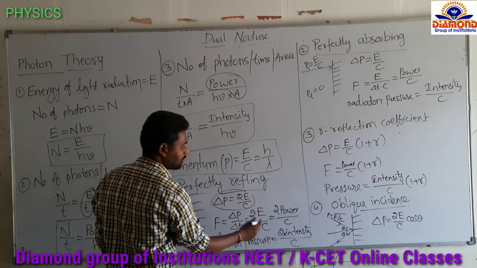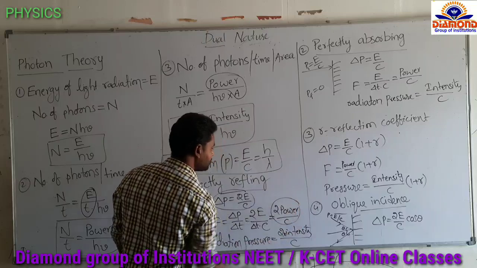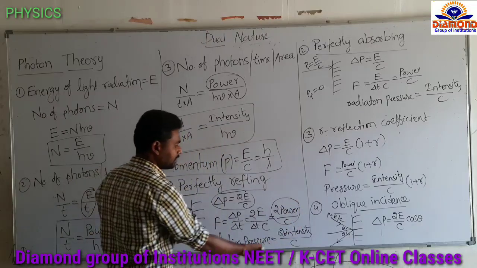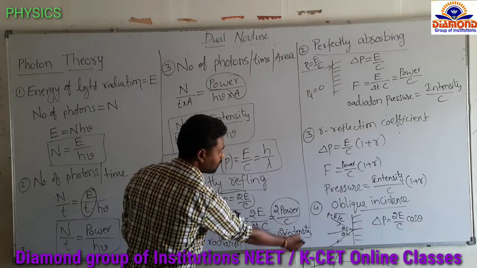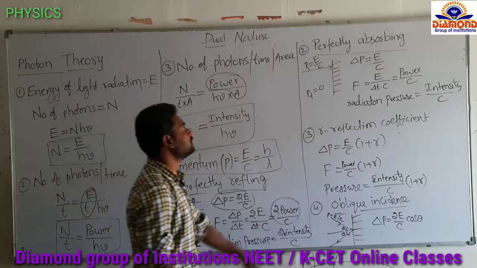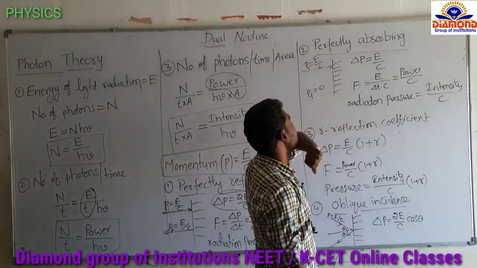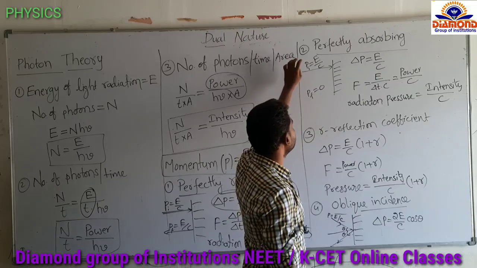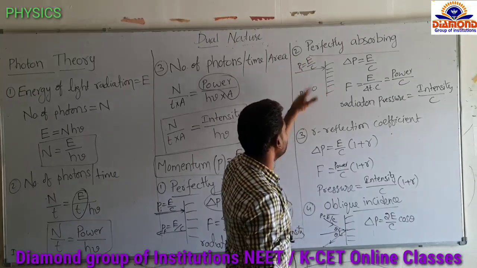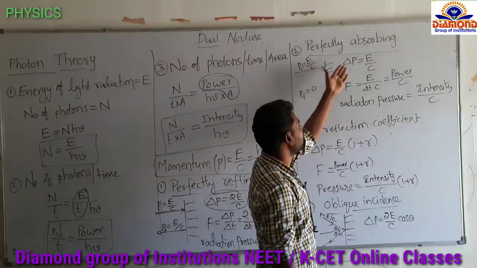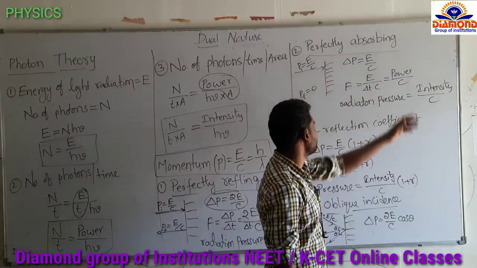By substituting this value here, we will get 2 into power by C, and the radiation pressure equals force per area. So write down here force per area, then we will get the formula 2 into intensity by C, or 2I by C. Next, if the surface is perfectly absorbing, the incident photon momentum is E by C, but it is totally absorbed by the surface, so there is no final momentum. Then the change in momentum, force, and radiation pressure formulas follow.